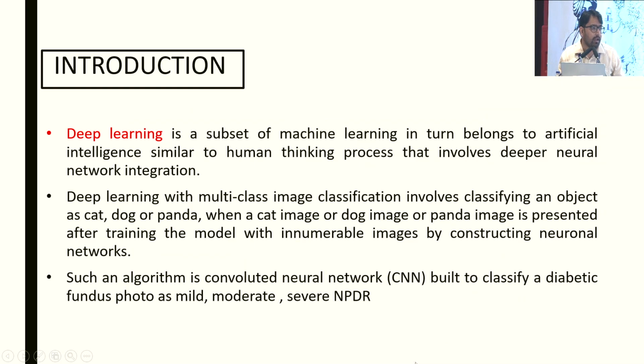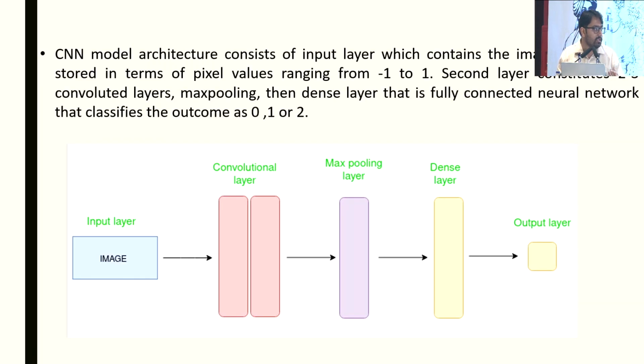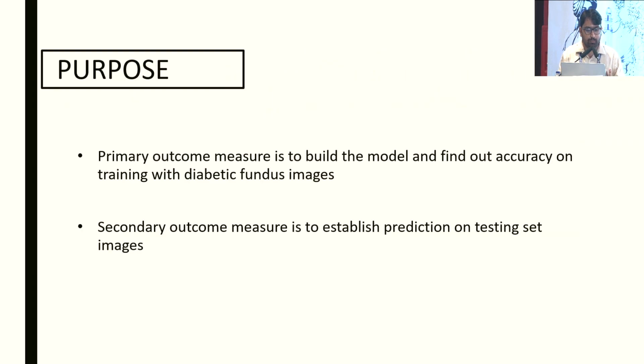Introduction: we live in the AI era, where we already know that deep learning is a subset of artificial intelligence, where we humans train the model. We create a CNN, convolutional neural network, which is like the neurons of a brain. We train the model with an image and it classifies and gives us an output that this is either that or this. So here we are developing a multi-class image classification where it gives us an output of either 0, 1 or 2. The primary outcome measure is to build a model and find out accuracy on training with diabetic fundus images.